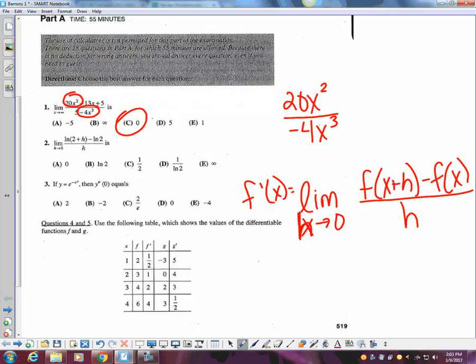ln. Just ln of x. Right? Don't plug the 2 in yet. Okay, so f of x is ln of x. And then absolutely, guys, what are we plugging in? A 2. So if this is the limit, then I don't want ln of 2. The limit is the definition of what? The derivative.